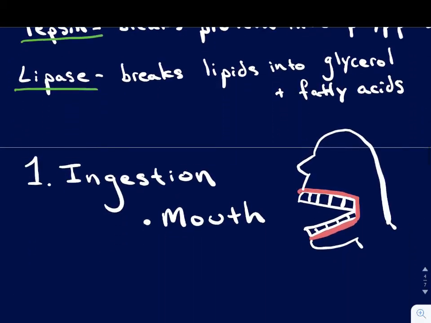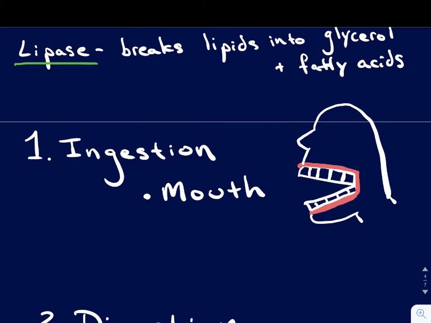So let's skip this for now. That first process that we talked about is ingestion. That's physically taking food into the body, and the organs that are going to be useful in that step are simply in the mouth. So you have your mouth, you have your teeth and tongue, and that is very straightforward.